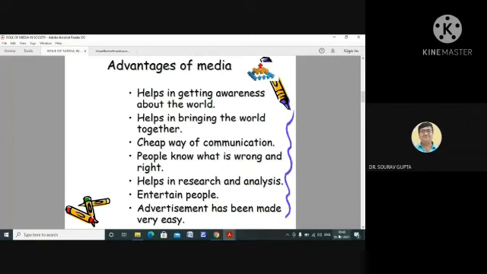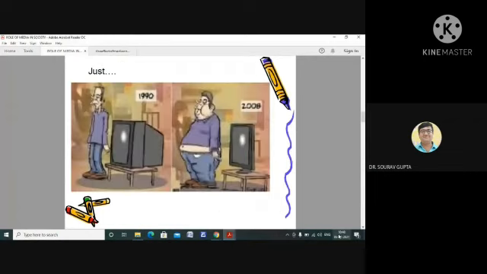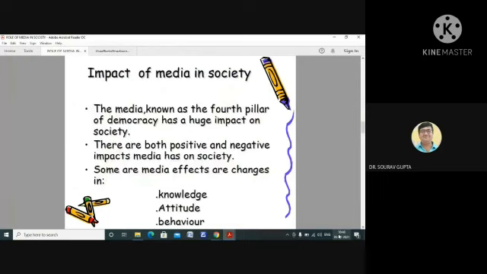Then the sense of what is wrong and right; it helps us to get data, information and entertainment. Also, if you want to know what is available in the market, advertisements are great sources of information. Advertisement provides us choices. And obviously, there are some negative connotations also, which we will discuss.